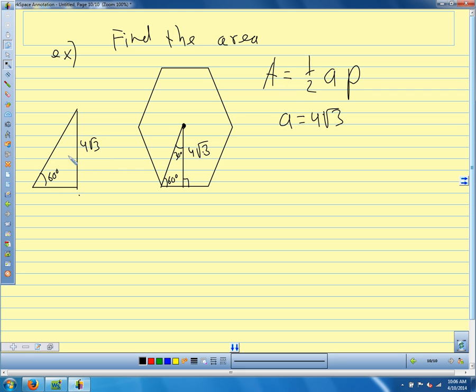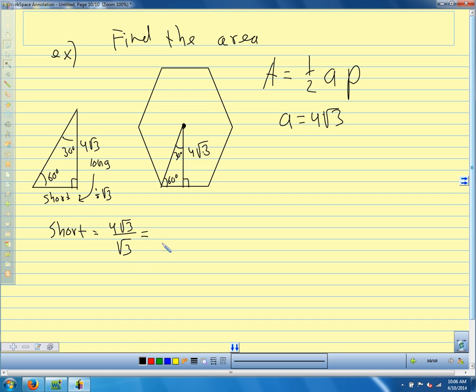And that's our 60-degree angle, and that's our 30-degree angle. This is our 90-degree angle. Is 4 square root 3 the short, the long, or the hypotenuse of this triangle? Long side, we want to find the short side here. So to go from the long to the short, Olivia says we divide by the square root of 3. So the short side is 4 square root 3 divided by square root 3.